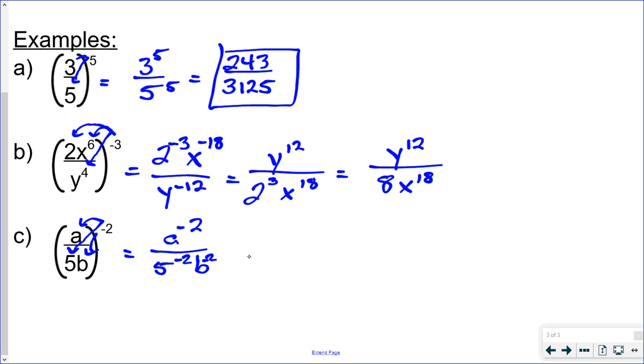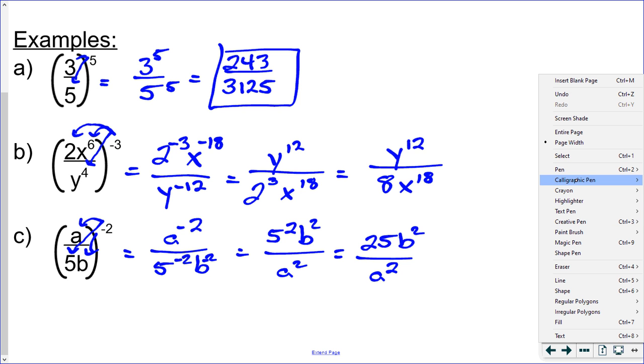So again, move everything around to change it to positive exponents. So I'd have 5 squared times b squared over a squared, and 5 times 5 is 25. So I have 25b squared over a squared.